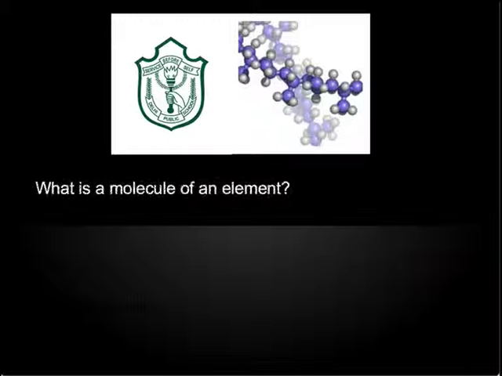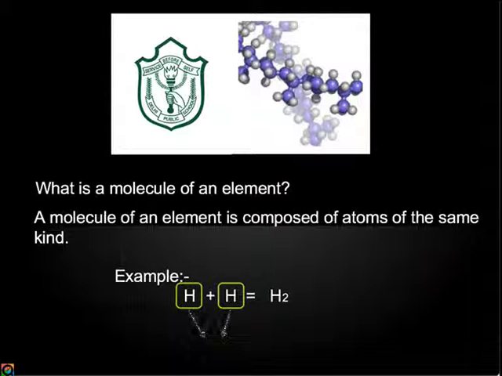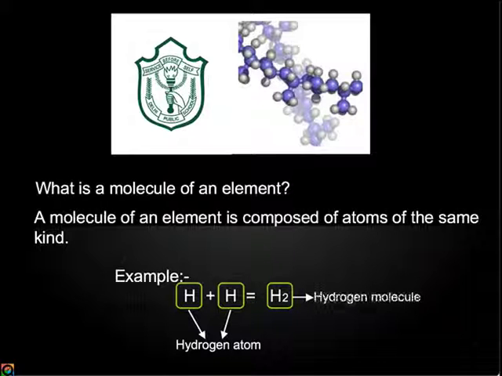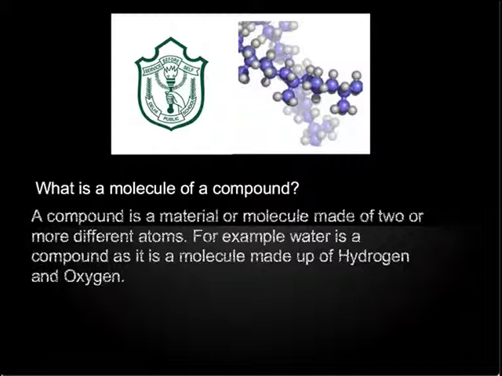What is a molecule of an element? A molecule of an element is composed of atoms of the same kind. What is a molecule of a compound? A compound is a material or molecule made of two or more different atoms. For example, water is a compound as it is a molecule made up of hydrogen and oxygen.